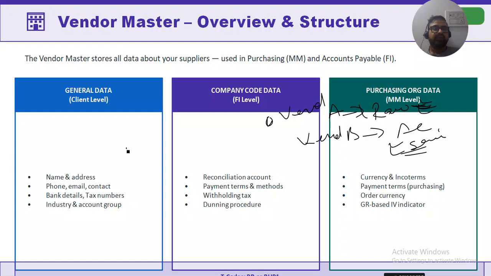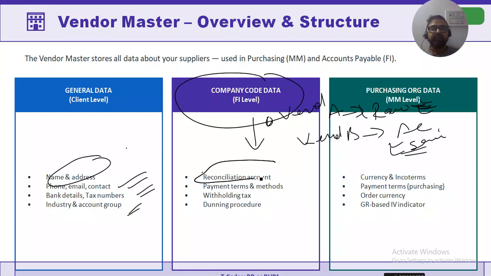This is a supplier, and this is a service, right? Now, client data. Basically, first of all, we need to put the vendor name, address, phone number, email address, bank detail, and industry type. Right? And the second thing is at company code level, we will have to maintain the reconciliation account, meaning GL. Suppose we have a GL, this is a financial terminology, 0001. Suppose this is the code.